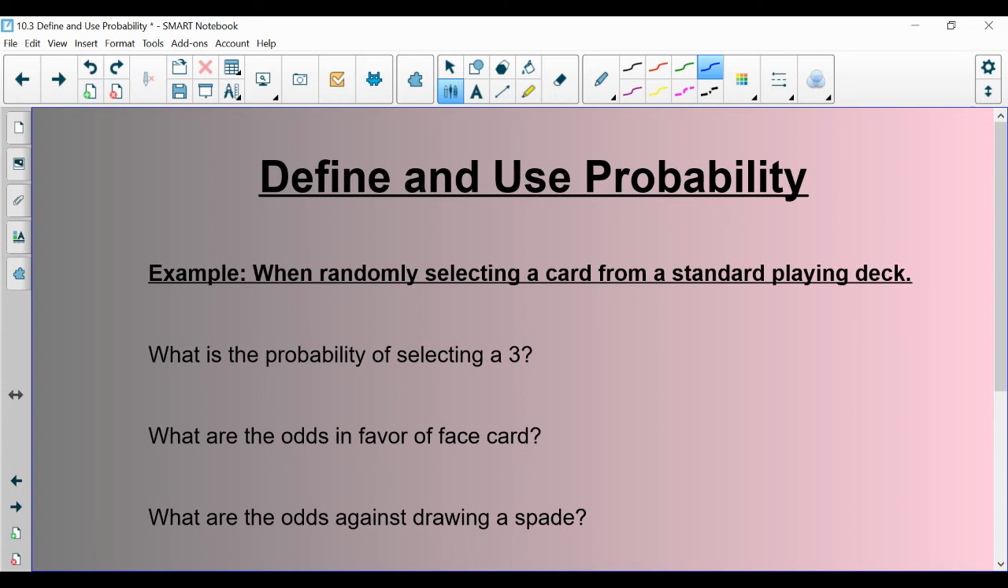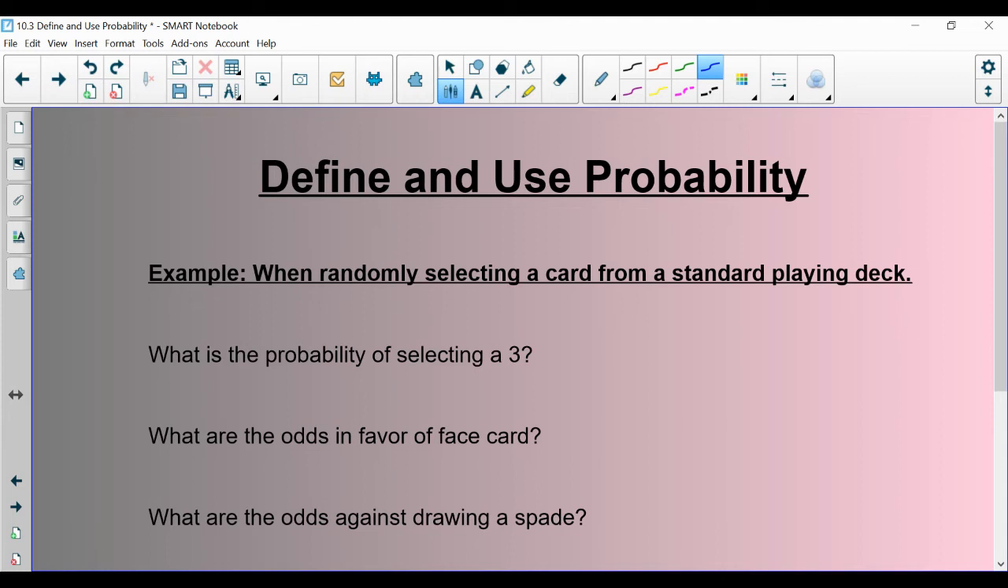Great time to pause and try these ones out. It is going to be beneficial for you to have some background in a standard playing deck of cards. I do have a board in my classroom where I give you some card facts. How many cards are there of this suit? How many face cards are there? All that fun stuff. So you can have that cheat sheet if you need it, but hopefully you do have a background in a deck of cards.